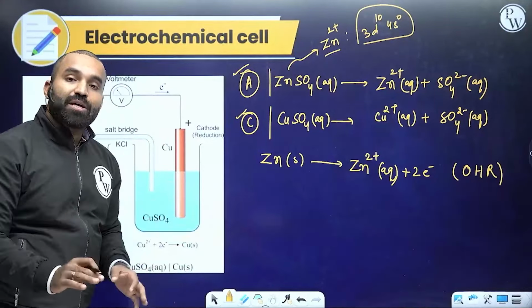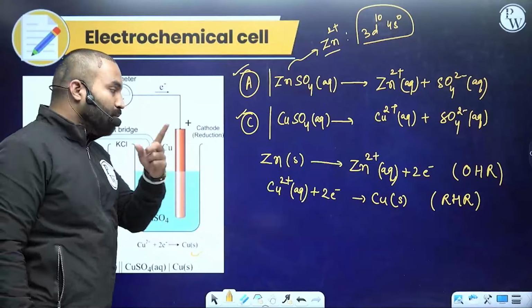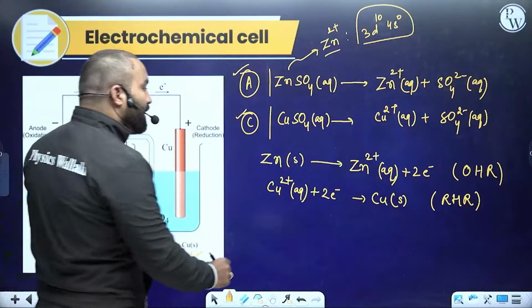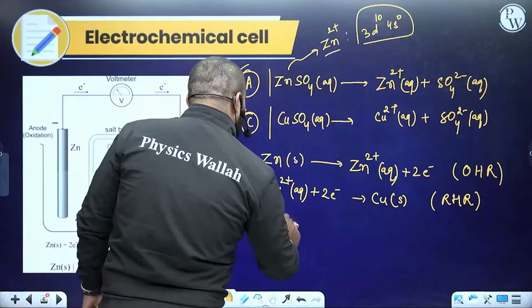Now, how do we actually represent this whole electrochemical cell? That is known as cell representation. That also we are going to learn in a moment. Always the anodic compartment is written first, then the cathodic compartment is written. So AC, air conditioner wala, anodic first, then cathodic compartment. This is how we represent a cell. Alright, we will discuss that in a moment later.